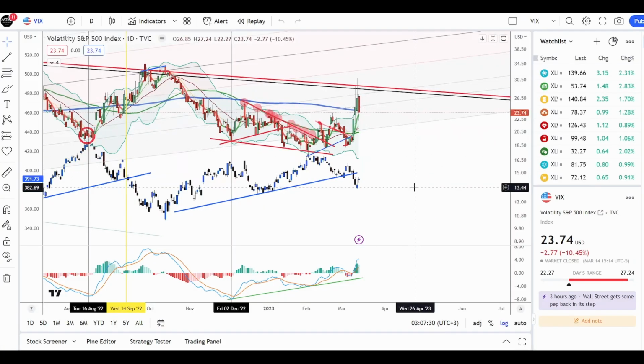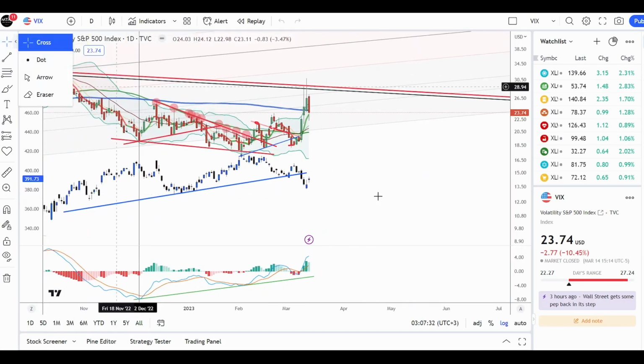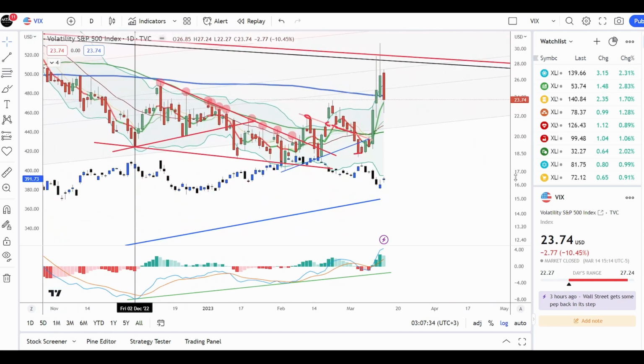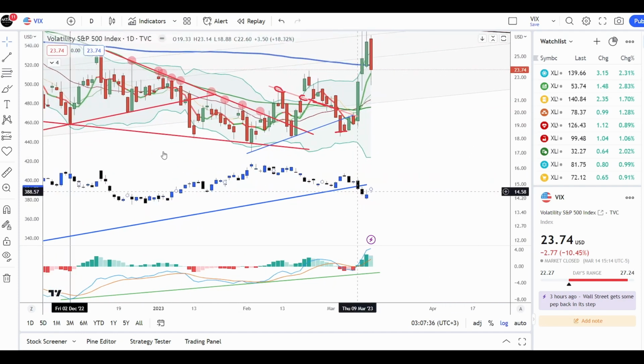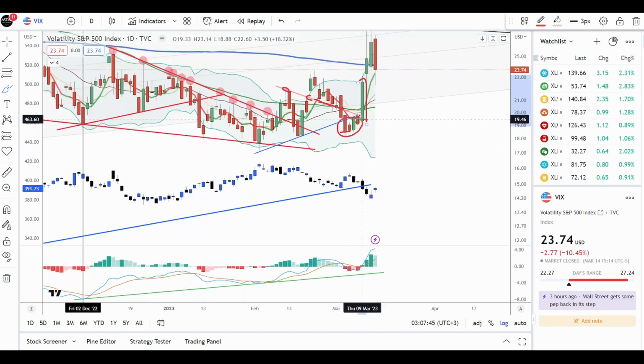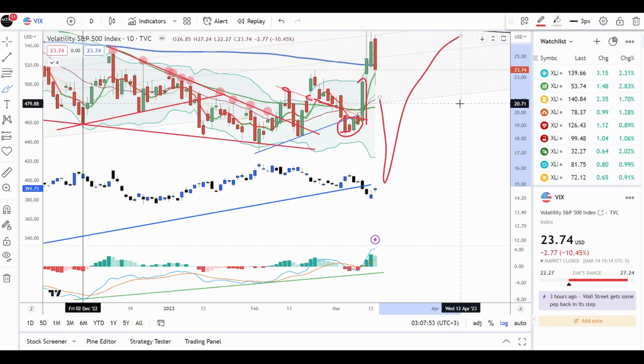Let's take a look at the VIX. The VIX had this beautiful symmetrical triangle breakout pattern. We had this false break below this support line. Then we had this decisive, impulsive move that broke out above this resistance line, and it happened on the day of the trend line break. So it is absolutely significant.